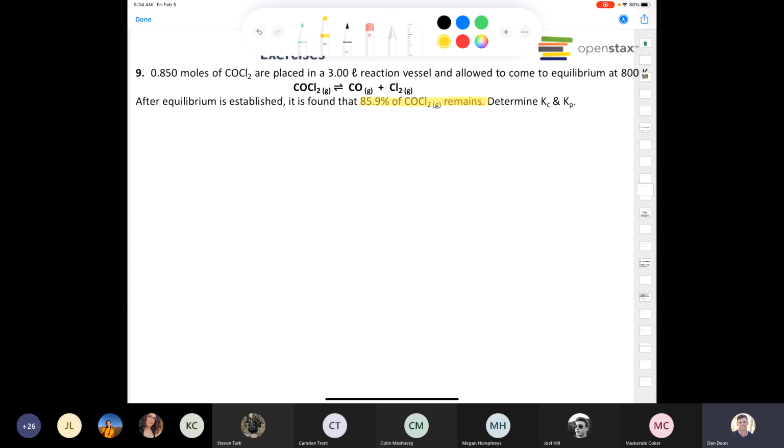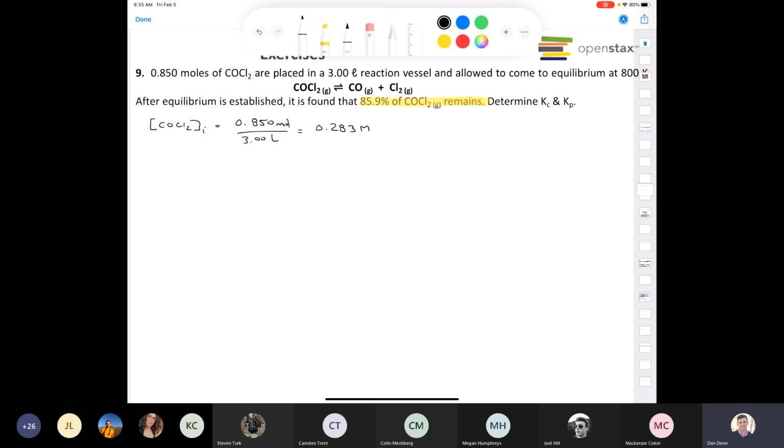All right, let's see if we can do this. I'm going to start by calculating the initial concentration, right? I'm going to start by calculating my Kc. So what's the concentration of my phosgene, COCl2? I'll call it [COCl2]i, and that just means initial. Well, I have 0.850 moles, and the size of my container is 3.00 liters, so just plug the numbers in a calculator, and you get 0.283 moles per liter, or molar.